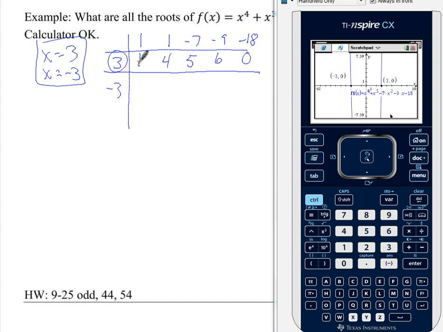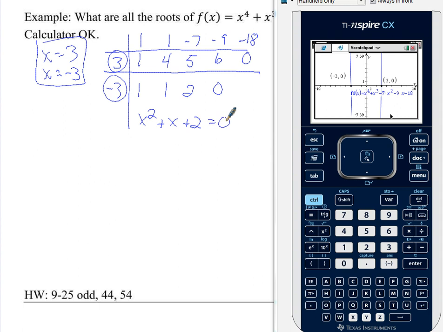I can use this remaining polynomial. The 1 comes down. 1 times negative 3 is negative 3 plus 4 is 1. We get negative 3 plus 5 is 2. 2 times negative 3 is negative 6 plus 6 is 0. And of course negative 3 worked. We knew it was going to. Now I'm down to a second degree polynomial sitting here. X squared plus x plus 2 equals 0.